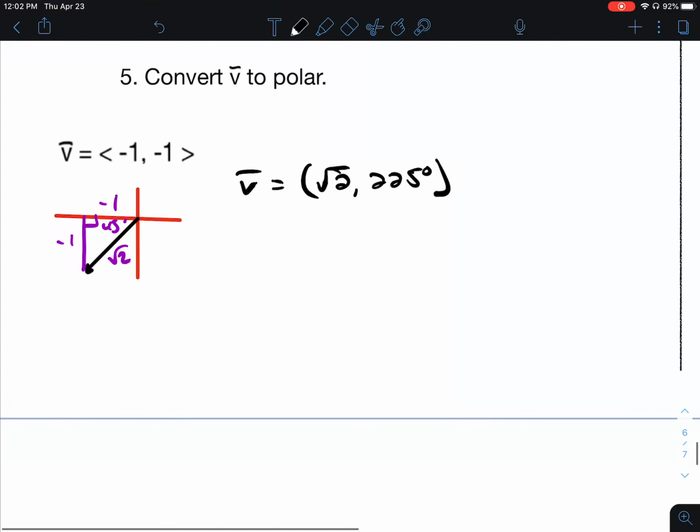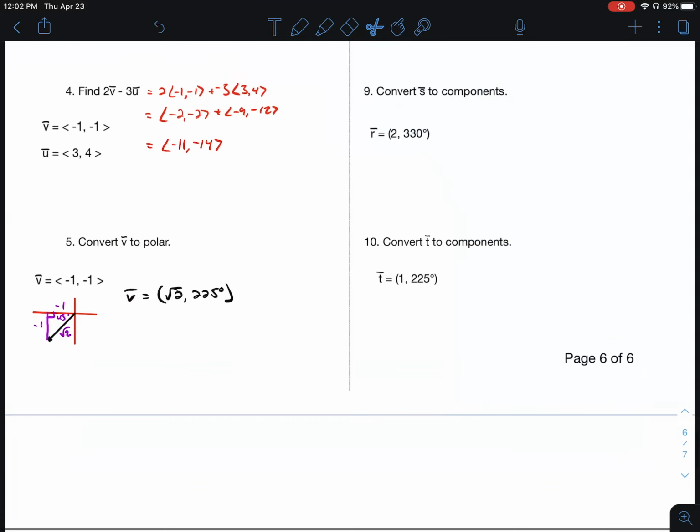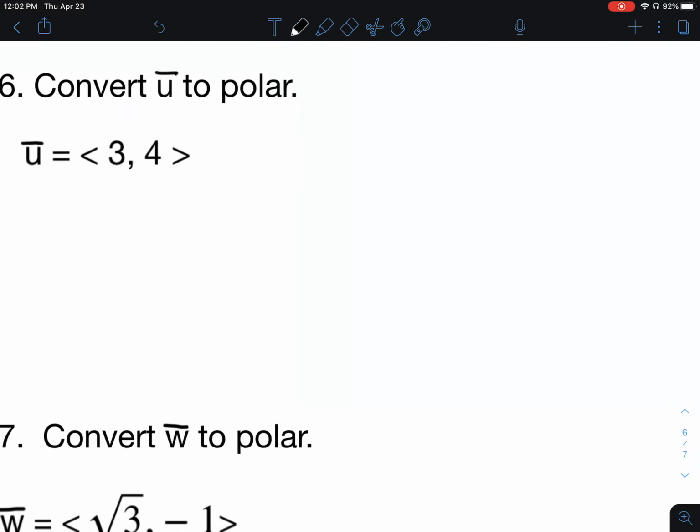You could also do this problem if you don't recognize it's a special right triangle. You could do that the components are, well, no, let me not go that route. I apologize. Number 6, convert this fellow to polar.